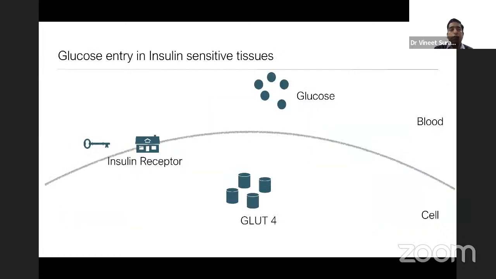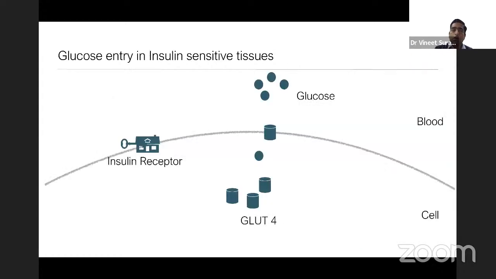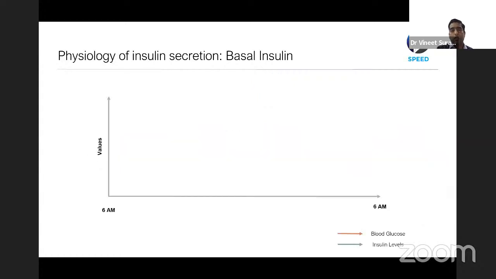So what happens? Insulin comes and attaches to this receptor, and then GLUT4 goes and attaches to the surface of the cell, and then glucose gets entry into the cell. So this is the basic physiological mechanism which happens in all persons with insulin sensitive tissues. Now, but this mechanism is actually lost in type 1 diabetes because the basic insulin is not there.